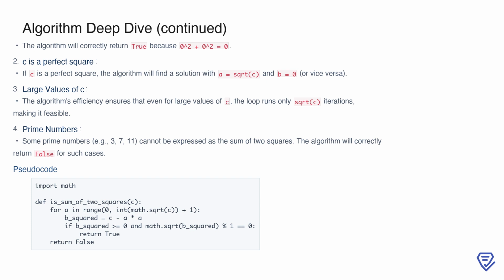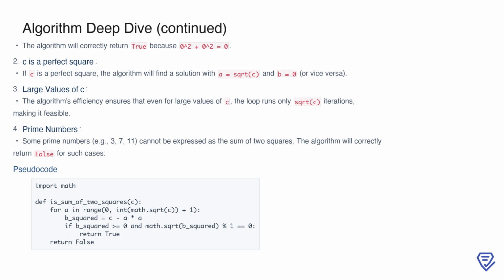Another important consideration is prime numbers. Some prime numbers, such as 3, 7, or 11, cannot be expressed as the sum of two squares. The algorithm correctly handles these cases, returning false when no valid pair of integers is found.